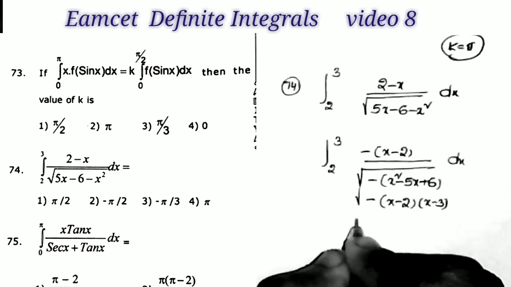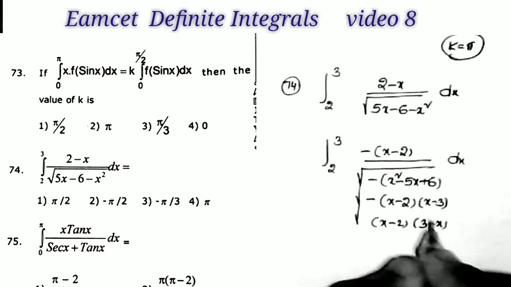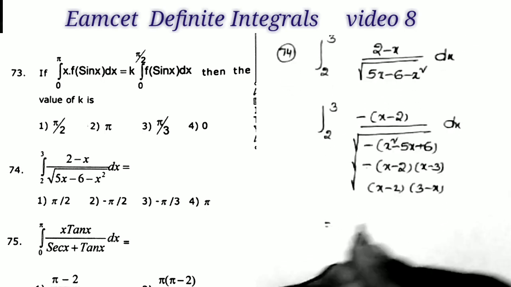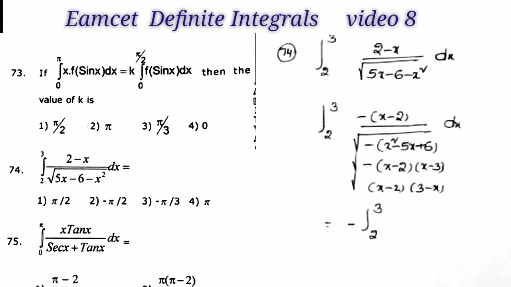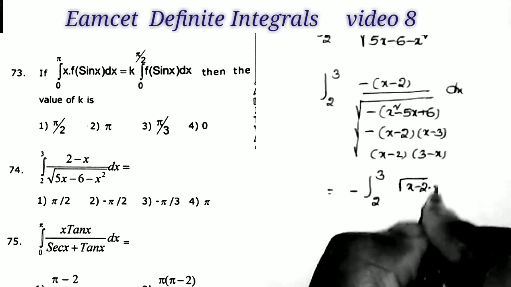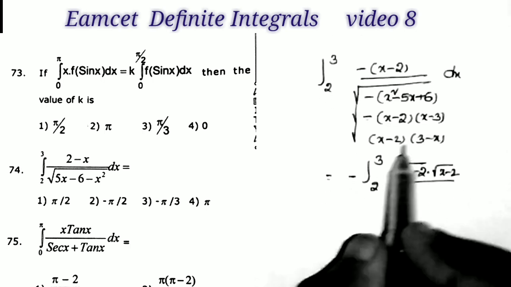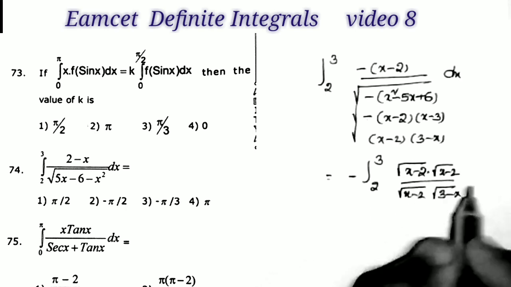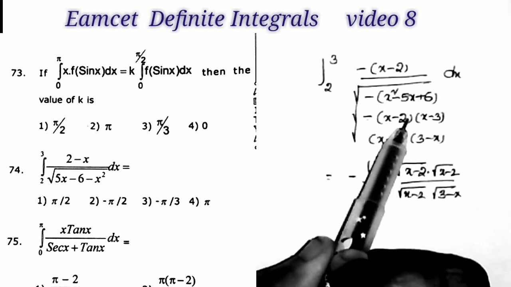Under the square root, this is (x minus 2) into (3 minus x). I am taking minus of (x minus 3), that is equal to 3 minus x, and this is equal to, writing the minus sign before the integration, minus integral 2 to 3. Here x minus 2 is equal to root of x minus 2 into root of x minus 2, and the denominator is equal to root of x minus 2 into root of 3 minus x, separating the root to both of the terms.